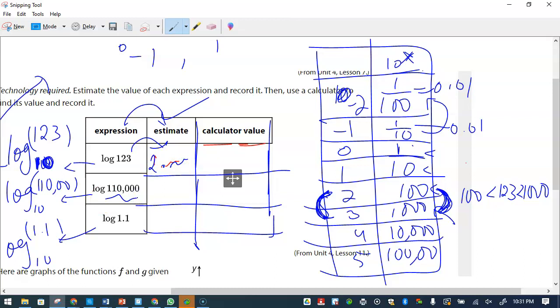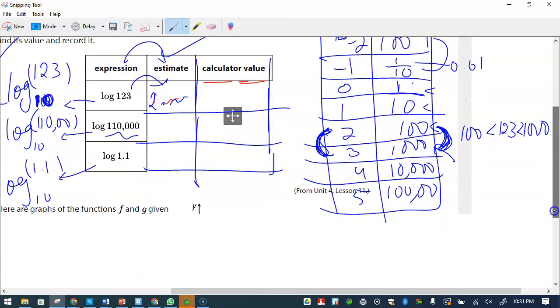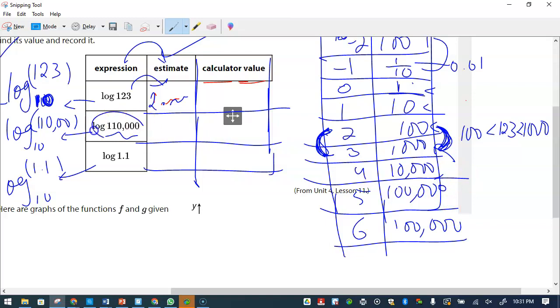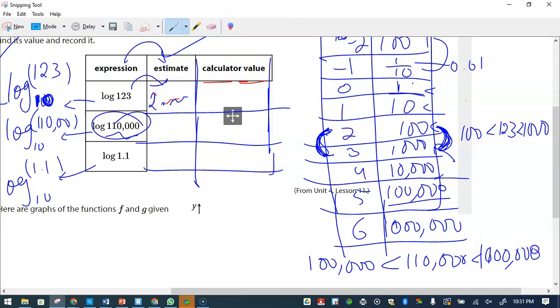Next one is 110,000. That means 110,000 will be, so the next one, if it is 6 here, it will become 1 million, see? So this 100,000 is less than 110,000, which is less than 1 million. So that means this number will be between 5 and 6, something like 5 point something.